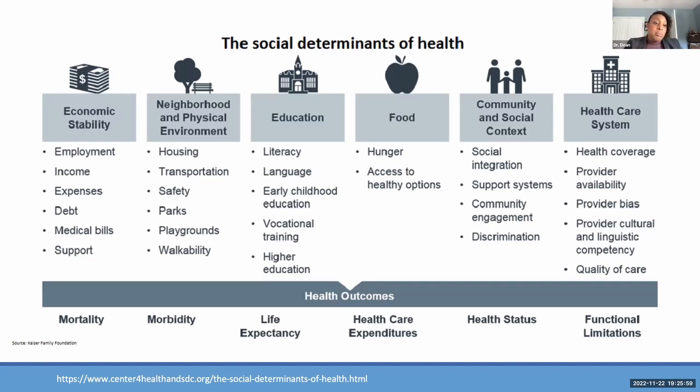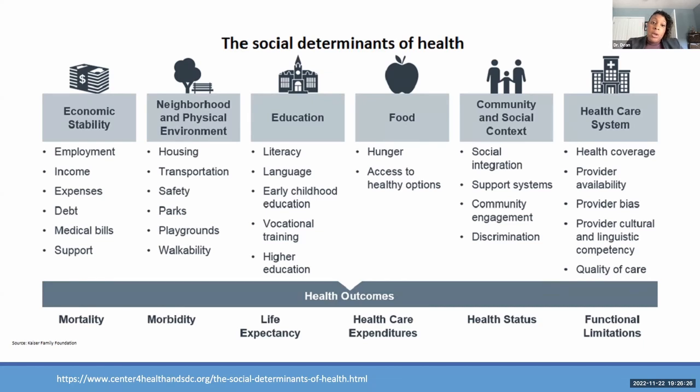And that can include people's employment, income, debt, medical bills, support, and other things that they need. Or we could be thinking about the neighborhood environment, things again outside of the individual: housing, transportation, safety, parks, play spaces, how walkable an area where you live, play, or work is. We also think about education, what type of education, the quality of education, and how much education is available.